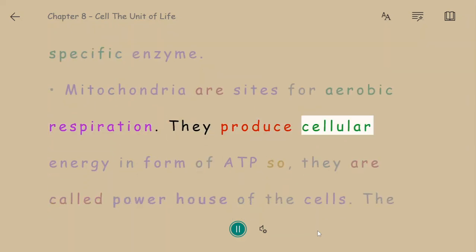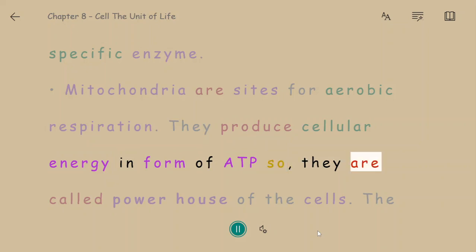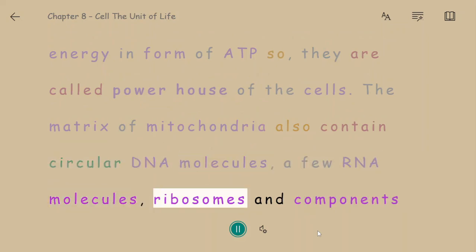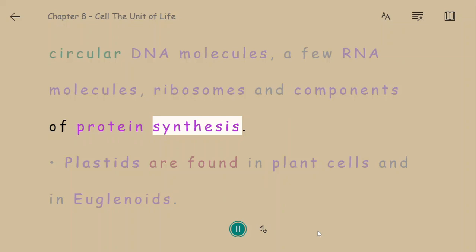They produce cellular energy in the form of ATP, so they are called the powerhouse of the cells. The matrix of mitochondria also contains circular DNA molecules, a few RNA molecules, ribosomes and components of protein synthesis.